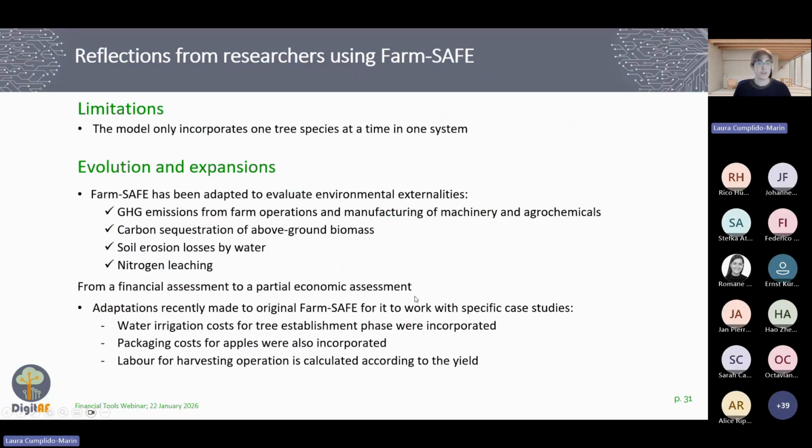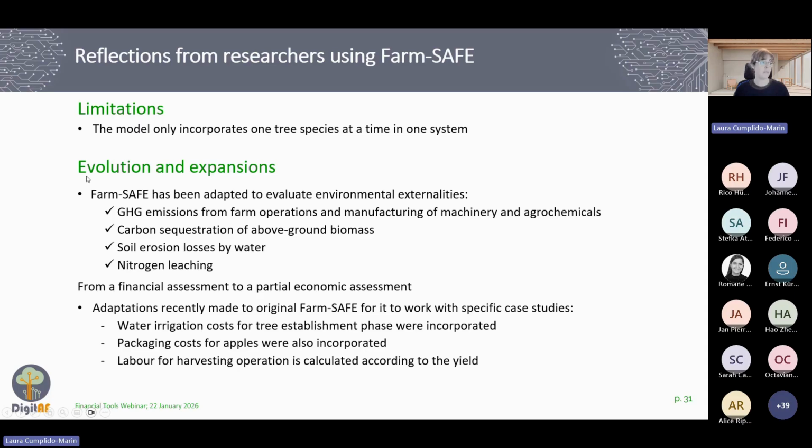So, having worked with FarmSafe, I wanted to give you some reflections from myself and my colleagues after having used FarmSafe. So the main limitation, like I mentioned earlier, is that the model only incorporates one tree species at a time in a single system.